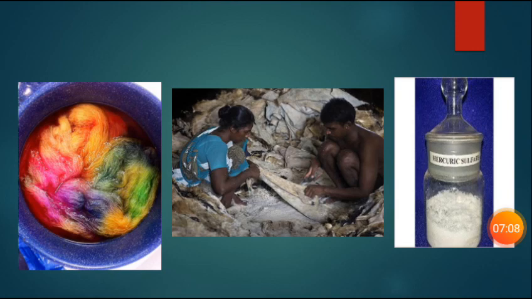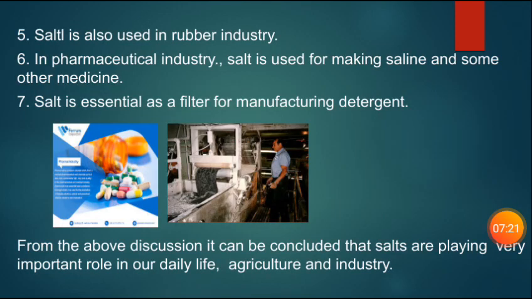There is a picture we see. First one is dye on fiber, second one is salt being used in leather tanning, last one is mercuric sulfate. Okay, number 5, salt is also used in the rubber industry, that we can see in the picture. In the pharmaceutical industry, salt is used for making saline and some other medicine. Number 7, salt is essential for manufacturing detergent.